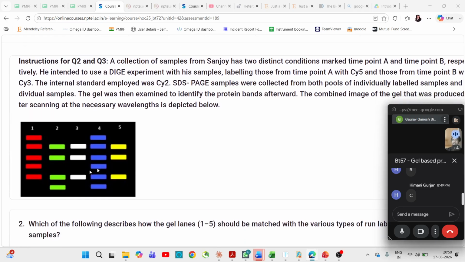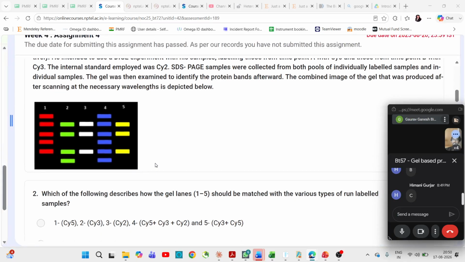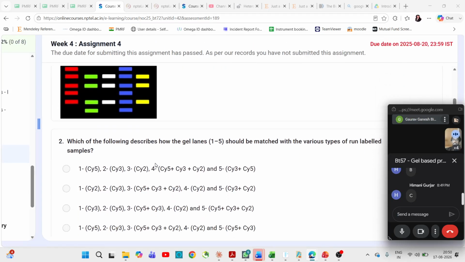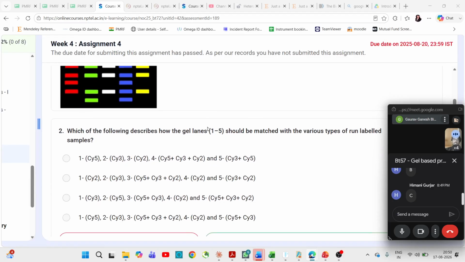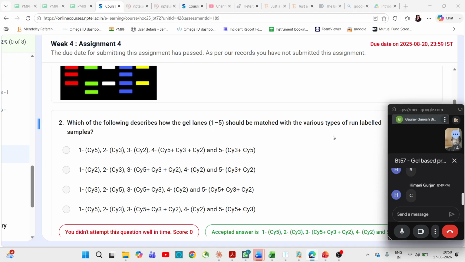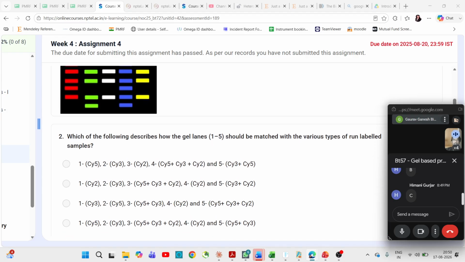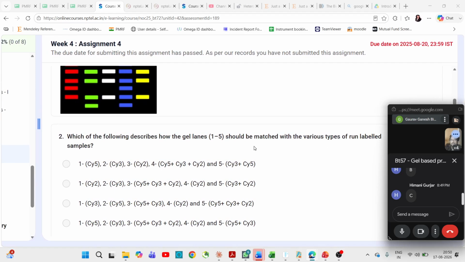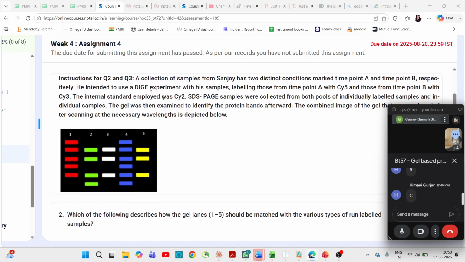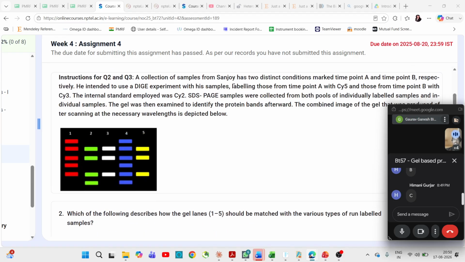So this is the gel, how it looks. Which of the following describes how gel lanes 1 to 5 should be matched with the various types of labeled samples? So you can read this question first. A collection of samples from two distinct conditions marked time point A and time point B, respectively, intended to use the DIGE technique.